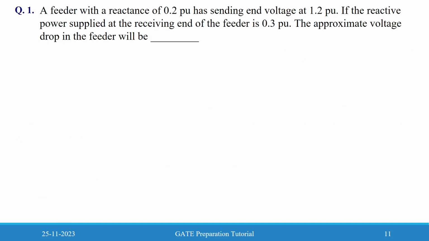Now coming to the questions part. The first question is: a feeder with reactance of 0.2 per unit has sending end voltage at 1.2 per unit. If the reactive power supplied at the receiving end of the feeder is 0.3 per unit, the approximate voltage drop in the feeder will be.